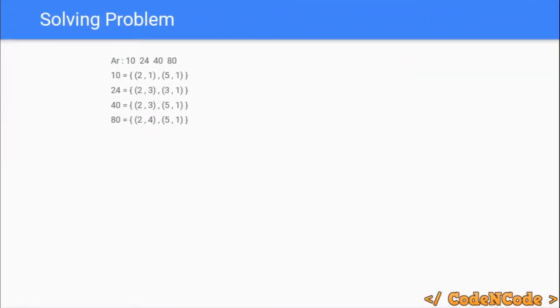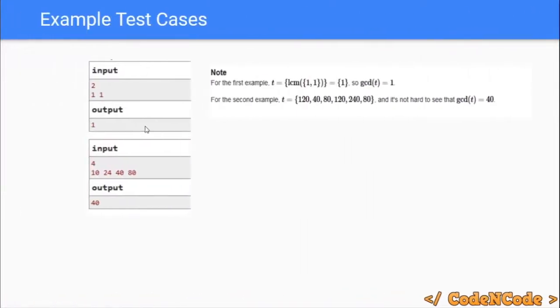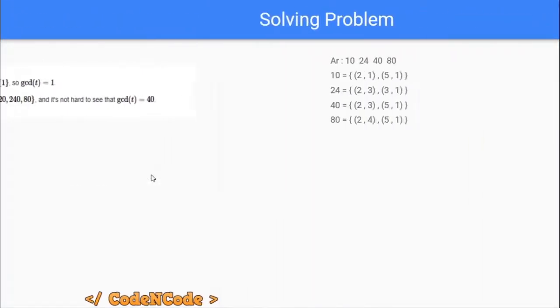So how will we approach this problem? One piece of advice for you guys, if you are solving a number theory problem, try to think in terms of prime numbers. It really helps most of the time, but not always. But yes, it is a good idea to think in terms of prime numbers when you are working with number theory problems. So what we are going to do is take the same example: 10, 24, 40 and 80.